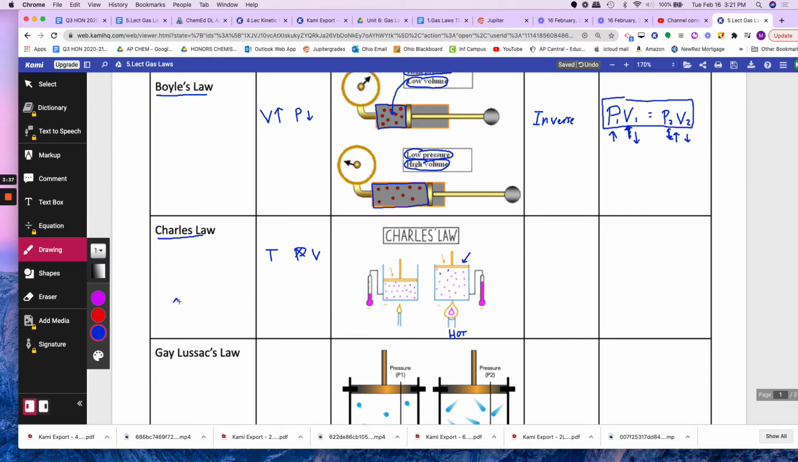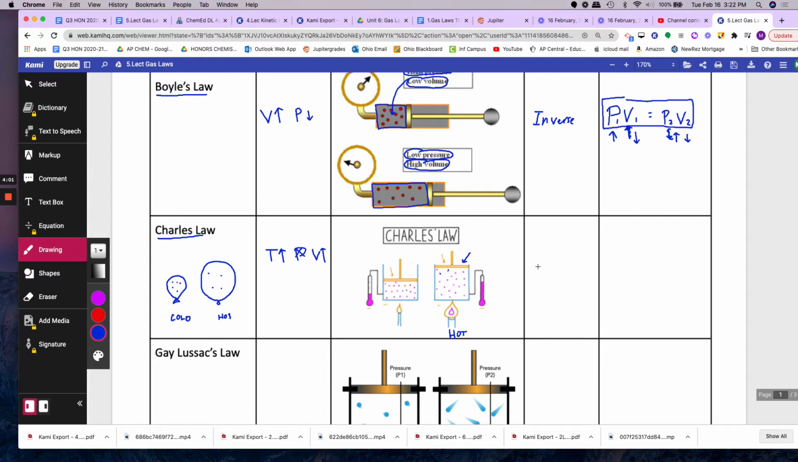So if you have a balloon and it's very cold, the molecules inside it are sealed and it can't come out. If you take that to a hot room, what's going to happen is the molecules will gain enough kinetic energy and push the balloon to get bigger. Okay, so the volume increases. As temperature goes up, the volume goes up. Okay, and this is a direct relationship.